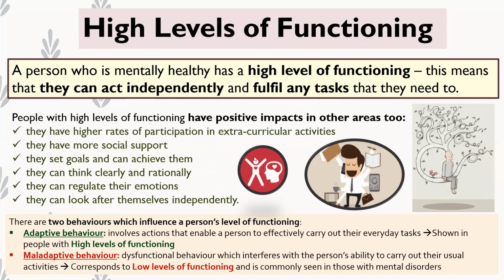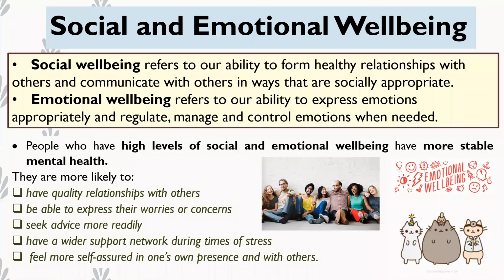Okay, the next one we're looking at is social and emotional well-being. Social well-being is about our ability to form healthy relationships with others. So it's about relationships, and it's also about interactions. It's about your healthy relationships with others, and also about being able to communicate with others. You might have learned about this in other subjects like health as well. Emotional well-being is about your ability to express your emotions appropriately. For example, you don't just go to a funeral and start laughing, because that's not appropriate.